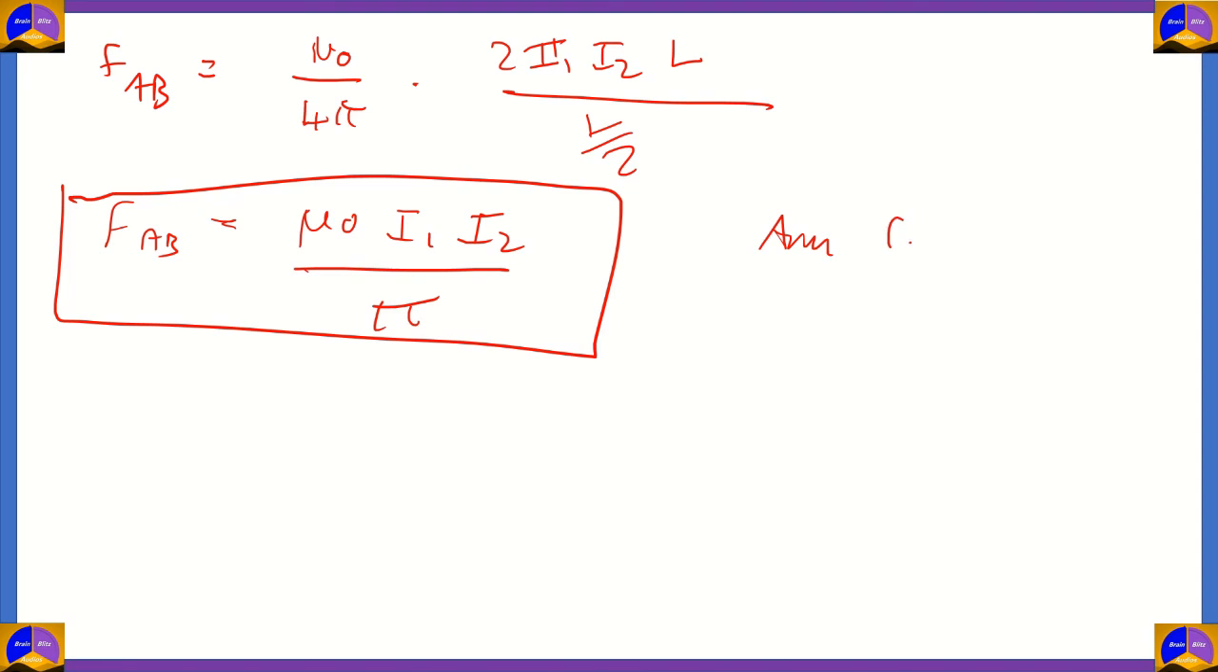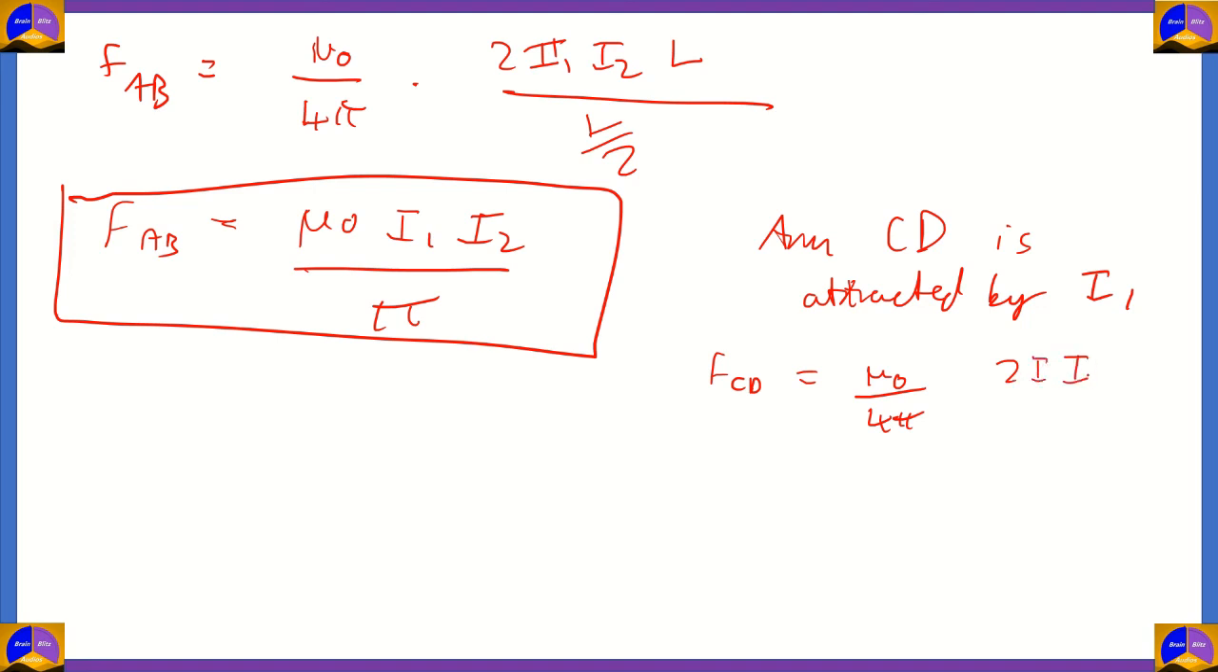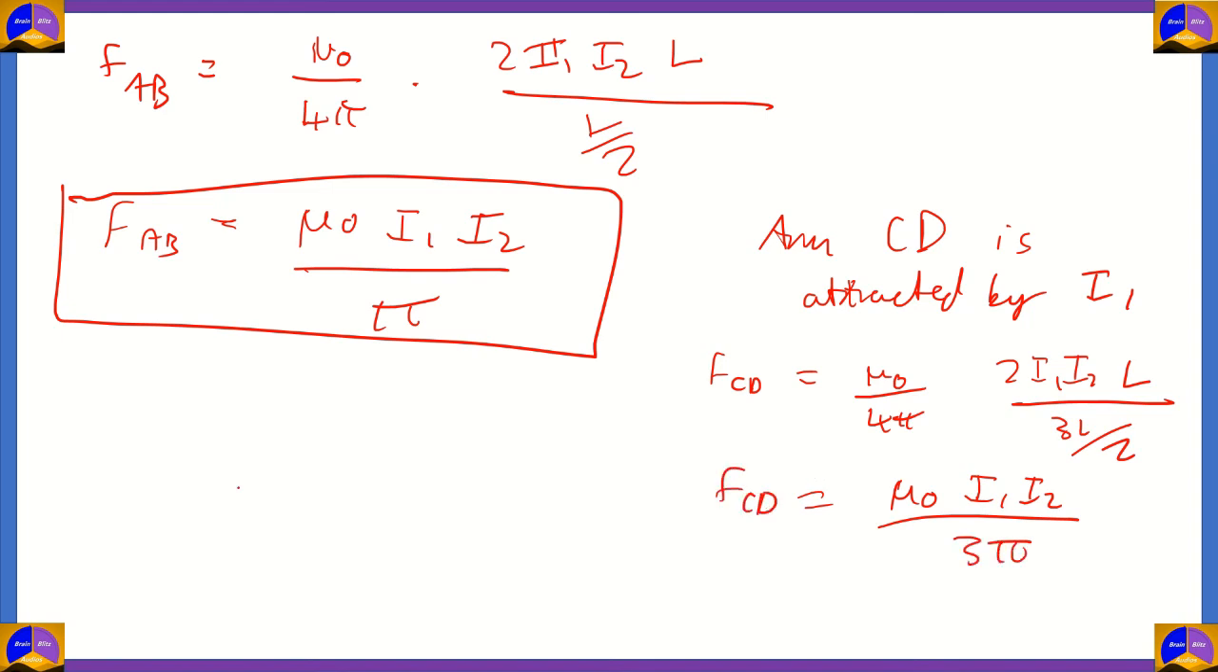So we can write that arm CD is attracted by the current I1. So therefore, the force along CD can be written down as mu naught divided by 4 pi times 2 I1 I2 L divided by 3L by 2. So this 2 goes up again, so that becomes 2 times 2, 4. 4 cancels out with 4 here, and then L cancels out with L here, so you have mu naught I1 I2 divided by 3 pi. So this is the force along CD.